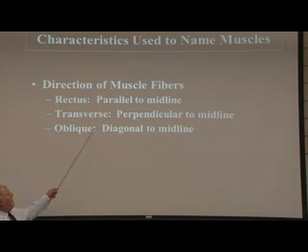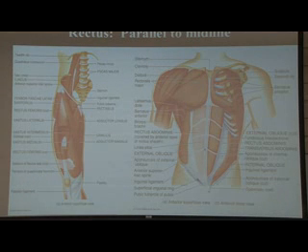So if we're looking at direction of fibers, then if we want to describe the fibers as running parallel to some ideal midline, then we would say the word rectus as a way to indicate those parallel fibers. We could have fibers running perpendicular to the midline, and then we would use the word transverse in the name itself. And we could have fibers running at an angle to the midline, and then we would use the word oblique. So yesterday in lab, we saw all 3 of these characteristics used in the muscles we looked at.